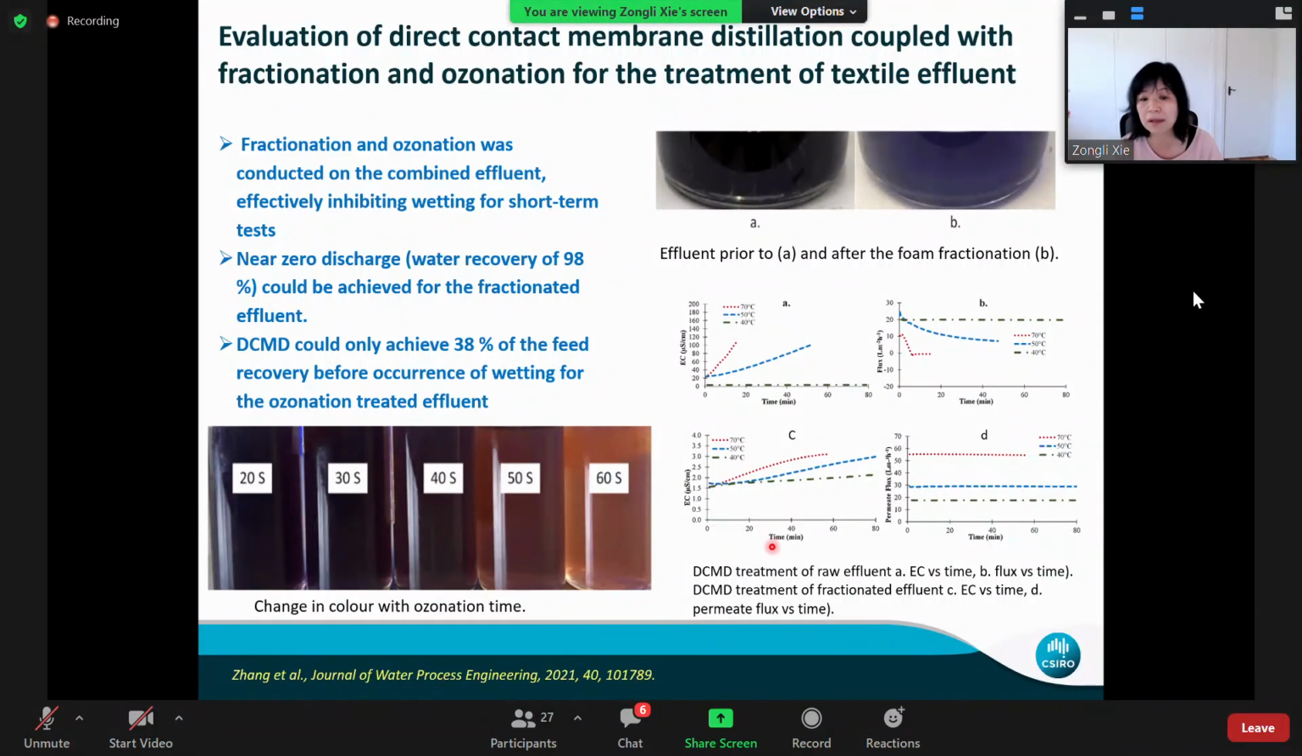Those two treatments each have a unique advantage. For example, foam fractionation removes the surfactant, so we can improve anti-wetting and achieve a high water recovery. The ozone still needs further optimization. It provides the opportunity to degrade the organic contaminants, but in terms of anti-wetting, that depends on operation temperature, and it still has wetting issues.